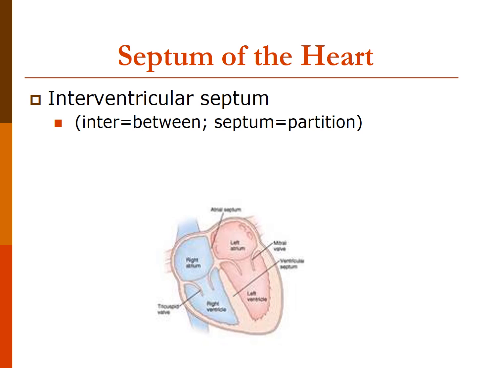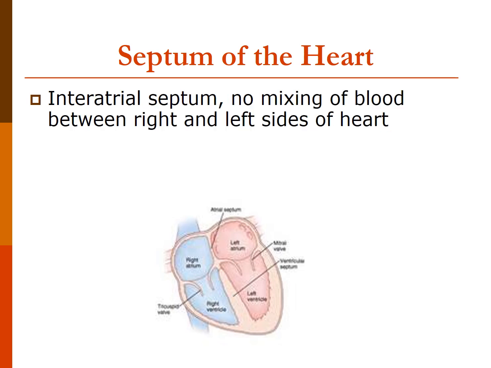The right and left side of the heart are separated by a structure known as the interventricular septum. Inter meaning between, like interstate highway, and septum, partition. The septum of the heart ensures that there's no mixing of blood between the right and left sides.